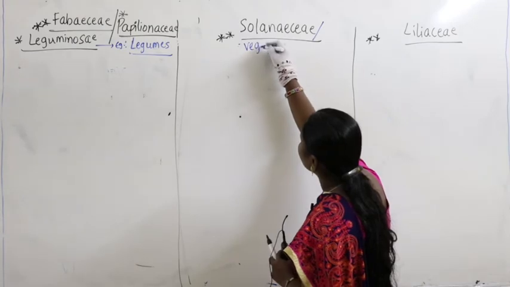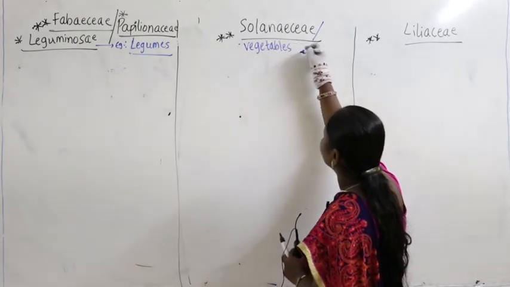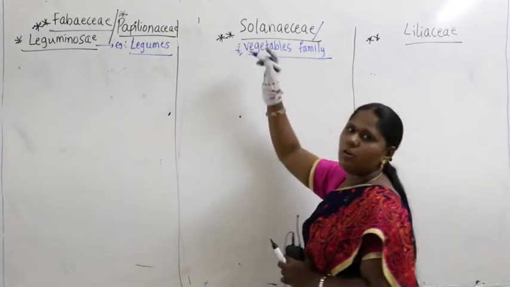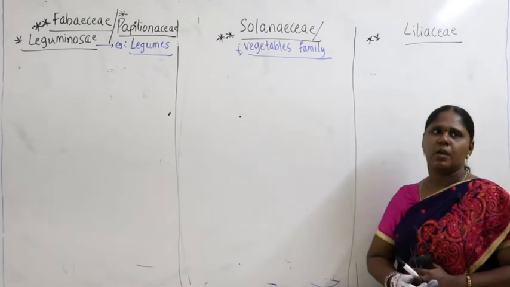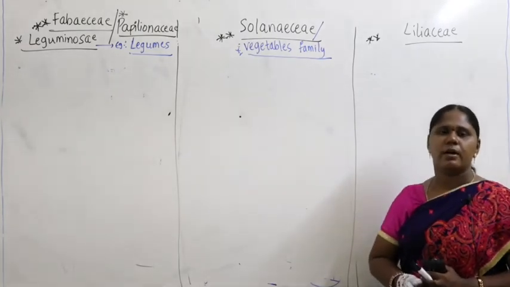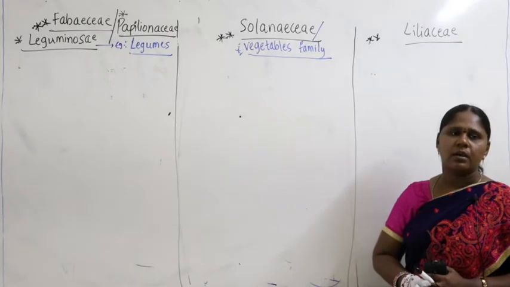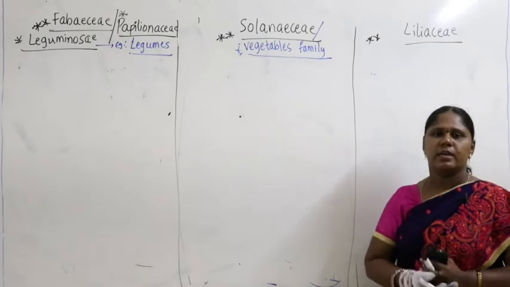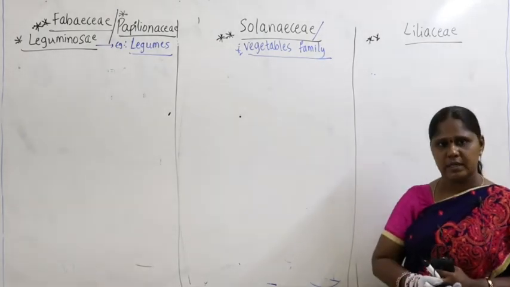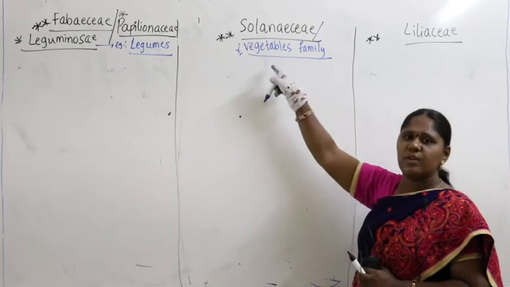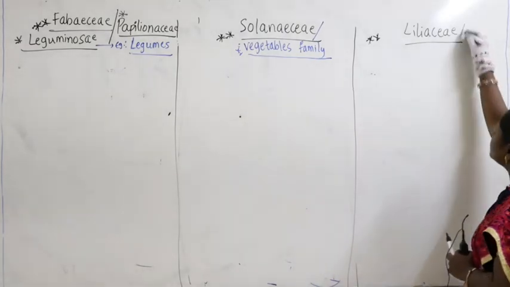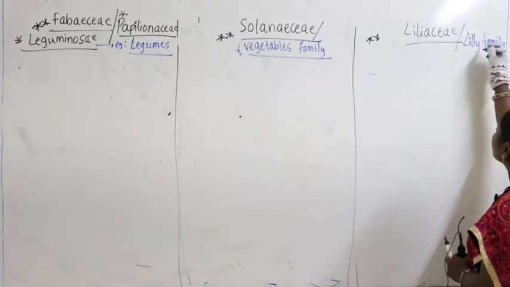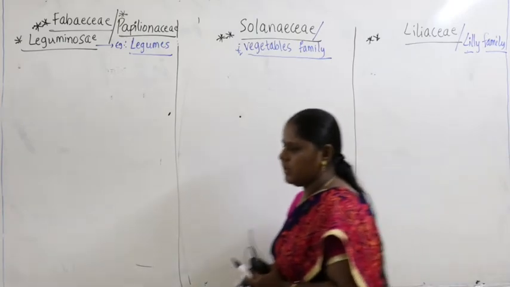So, this is also called the vegetable family, meaning most of the vegetables we eat belong to Solanaceae. Capsicum, Lycopersicum esculentum, tomato and chili, along with brinjal and potato, all belong to the family called Solanaceae. Most of the vegetables belong to Solanaceae. Solanaceae is also called the vegetable family. Coming to Liliaceae, Liliaceae itself is called the lily family.